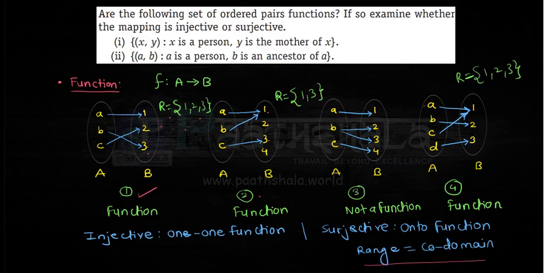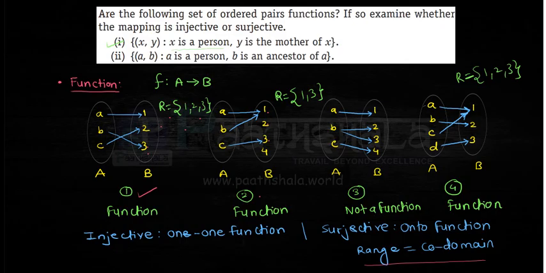So now let's come to the question. The very first question is the ordered pair x comma y, where x is a person and y is the mother of x. X is a person, so x comes under domain and y is the codomain, or we can say y is the range. If x is a person, then y is the mother of x.